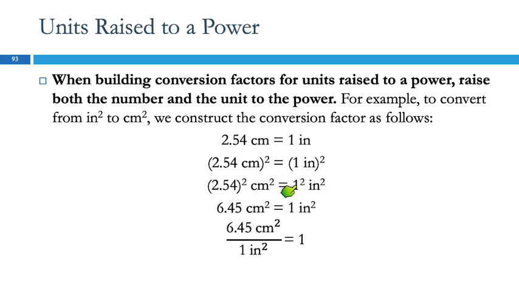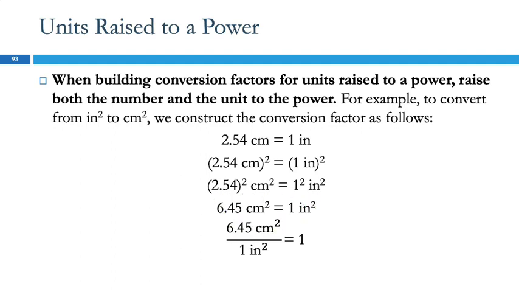Now on this side, squaring 1 is still 1. And so that messes with your head sometimes. This is 1 square inch. Over here, 2.54 squared is 6.45 square centimeters. And so now this is a relationship that you can use.